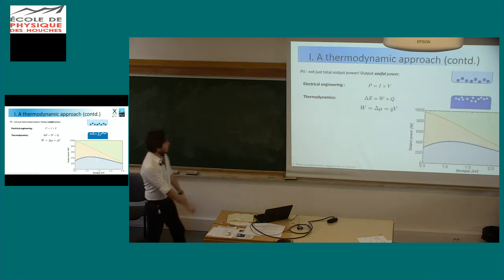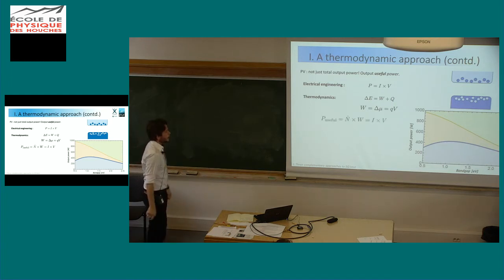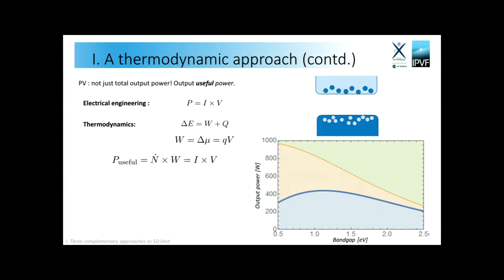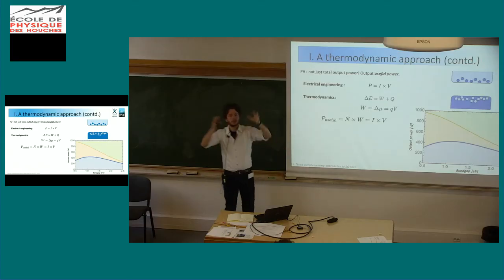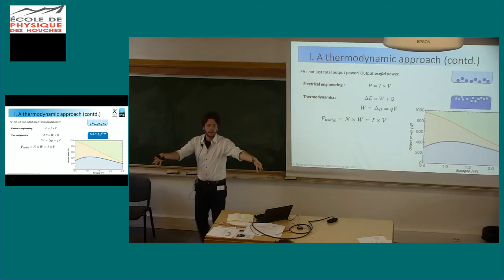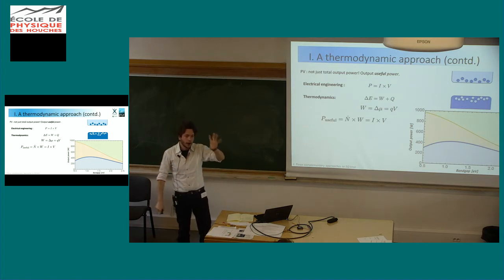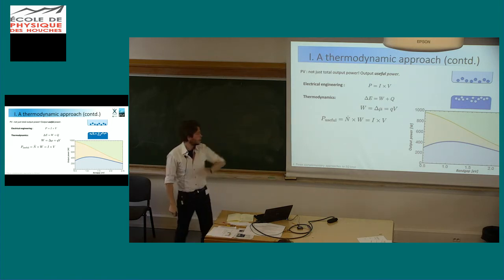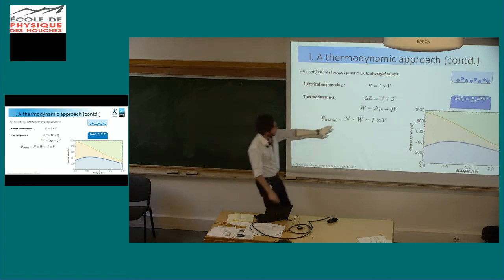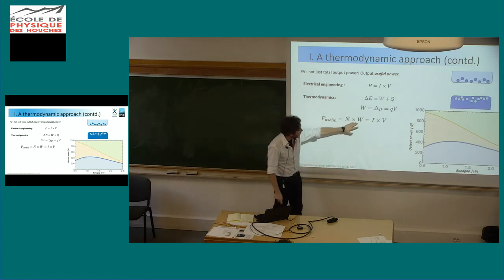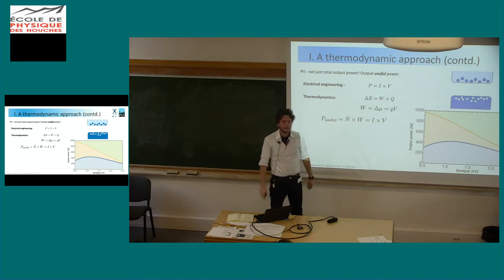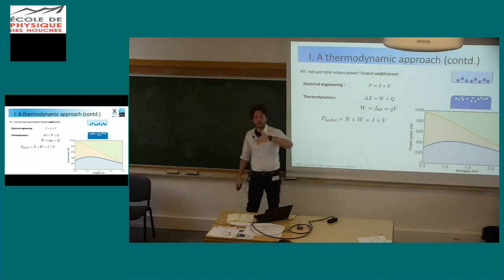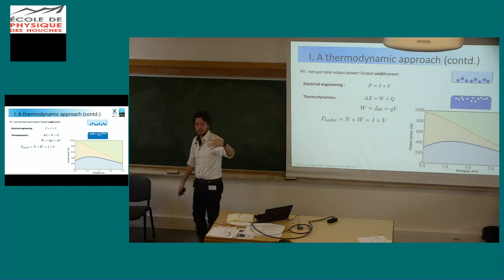So now we can go back to this expression here and consider that the power we're interested in is not the total power for the electron. It's just the power associated with work. It's the electrical power. So now what I'm considering is the number of carriers which I'm generating times the work provided by each of these carriers, that is to say the voltage, that is to say the Fermi level splitting. It's all the same story.